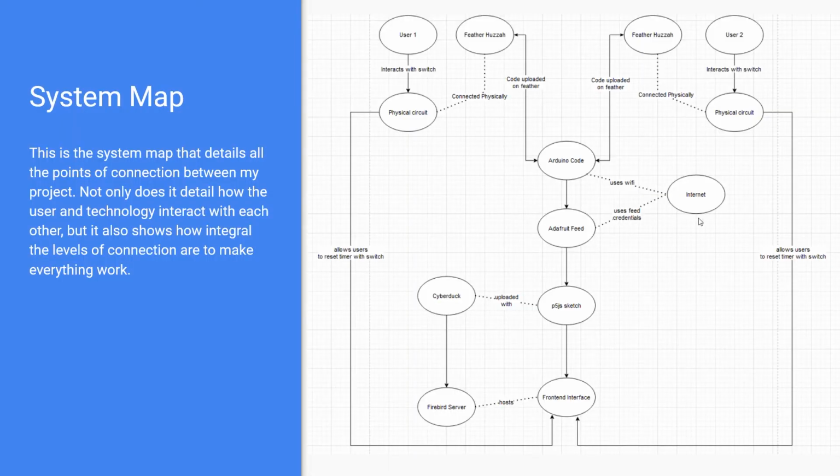This is a system map that I used for my whole connection. You can see I have 2 users, and they're connected with the Feather Huzzah that connects physically with this physical circuit, and the user interacts with the switch to create our reset timer. The Feather Huzzah is uploaded with the Arduino code, which then hooks up to my Adafruit feed using Wi-Fi and my feed credentials, which then hooks up to my P5JS sketch, which I uploaded with CyberDuck to my Firebird server where it's hosted so that you can view my front-end interface. And by flicking the switch on my physical circuit, the users are able to interact with it on the front-end interface and reset the timer.